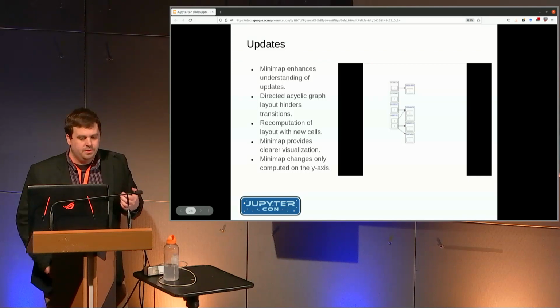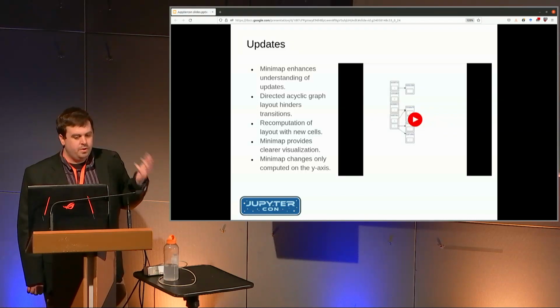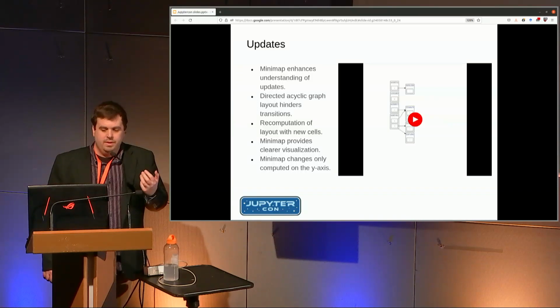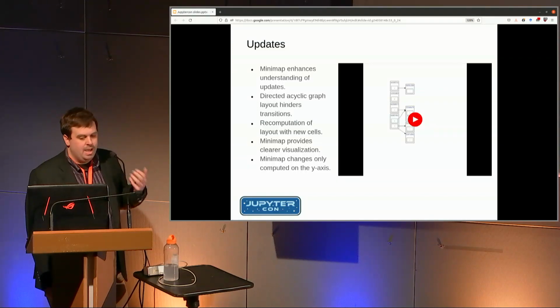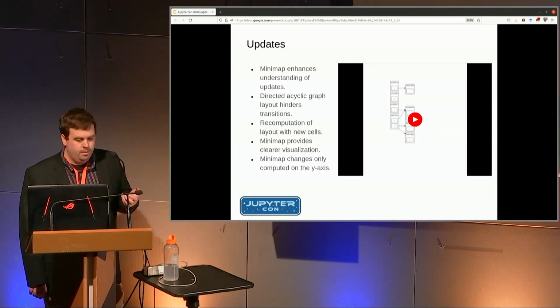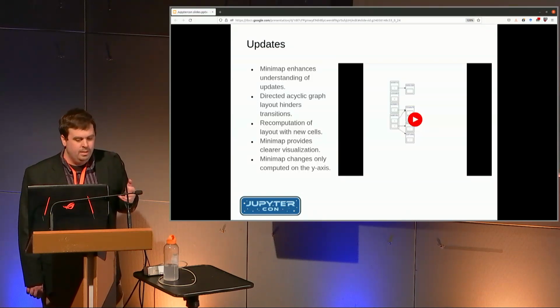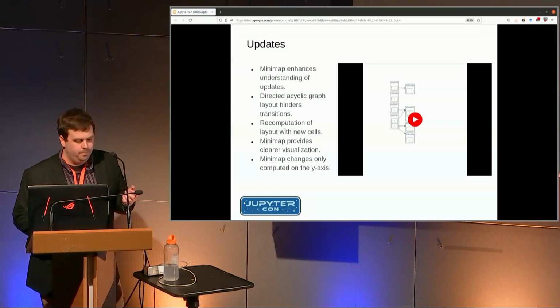Updates are way easier to understand in the minimap, and this is probably why it's getting so much attention. Since the structure of the notebook is maintained, all we have to do is move things up and down or add something at the end. We also know that these views match what we see in the notebook, but updates become very hard to follow in the node link diagram, because every time there's a new cell added to the graph, the layout has to be recomputed. Thus, there should be a stronger need to see something like the minimap, where these changes are only computed on the y-axis.